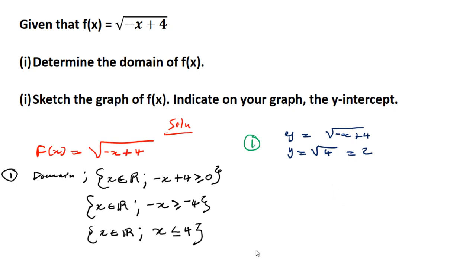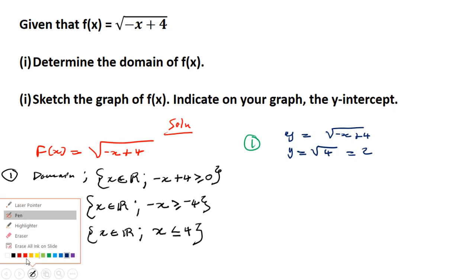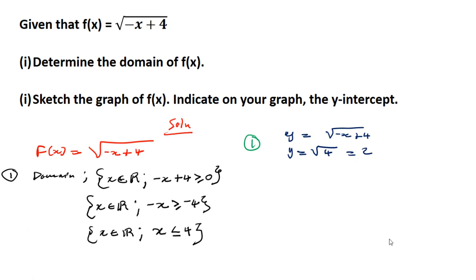So please make sure that you watch the specific video on how to find the domain and sketch the graph of a radical function. It's one of the videos we have shared on our YouTube channel.